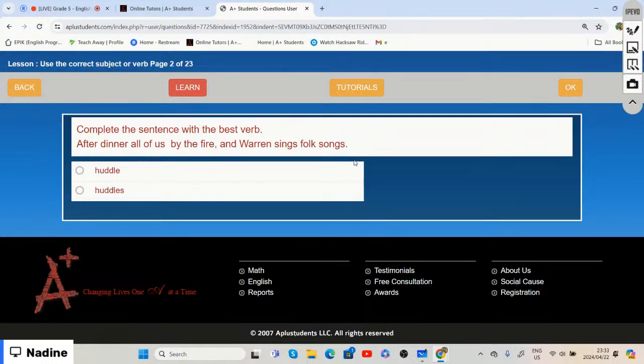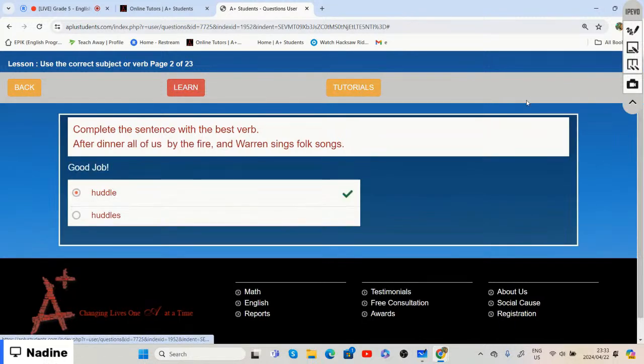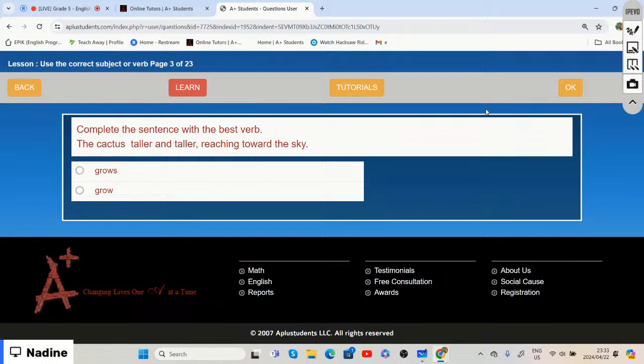All right. And if we use the correct verb, then yes, since we are using all of us, which refers to being plural, then we say all of us huddle, right, by the fire. So well done. Huddle is correct.